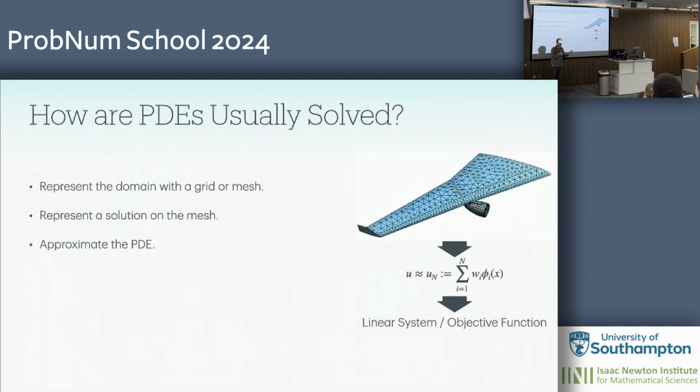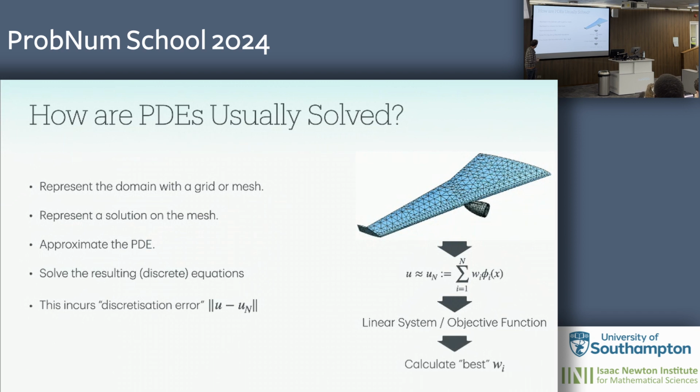But in any case, you do that somehow, and if your PDE is linear, you'd usually end up with a linear system. If you've got a nonlinear PDE, you'll have an objective function, which you're trying to minimize, to choose these weights that minimize this objective function. So this kind of links the discretized representation to the underlying PDE. And then we just have to solve the system, and we'll get an approximate solution.